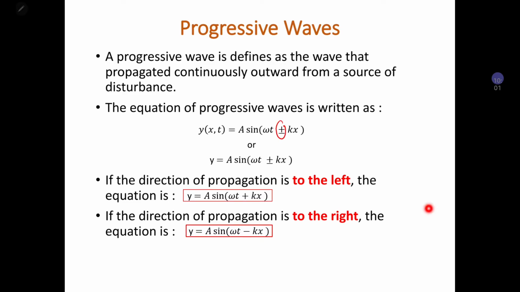Okay. Apa itu yang dimaksudkan dalam equation ni? A ini adalah the value of amplitude. Okay. Macam mana nak cari amplitude? Nanti saya tunjuk. Omega ini adalah angular frequency. Okay. t is time. k is a wave number.